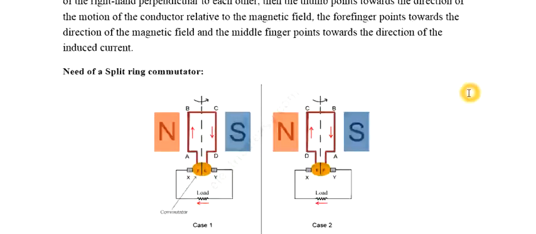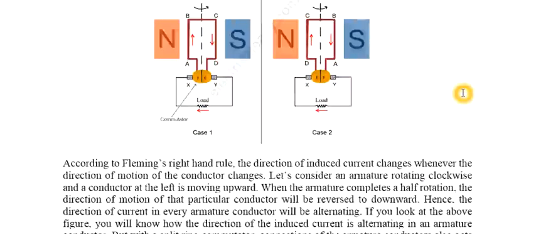So that's it. And there is one important component in DC machine as we discussed in the construction of the machine, that is the commutator. It is generally made up of a split ring. So why we need to use this split ring, we will discuss it again here. As I said, the direction of the induced current changes as per Fleming's right hand rule whenever the direction of motion of the conductor changes. Fine, that you can get by practicing with your fingers.